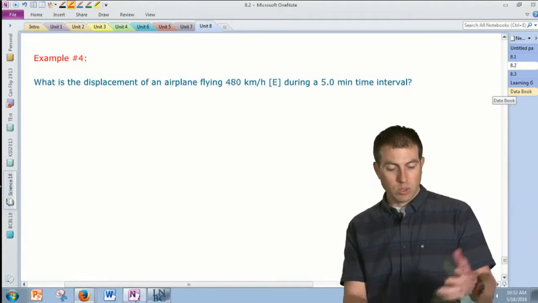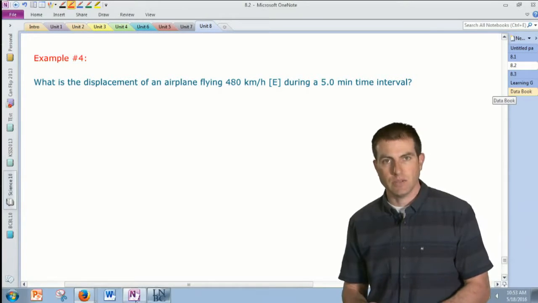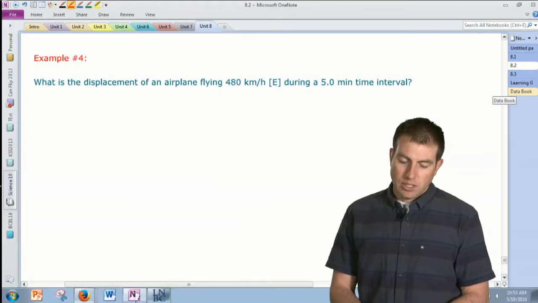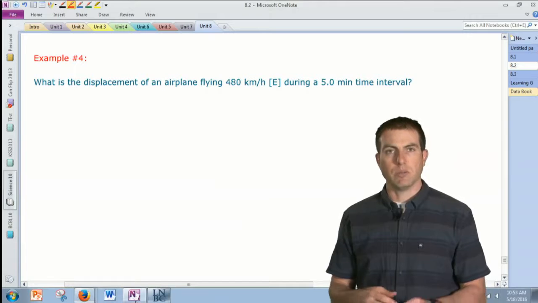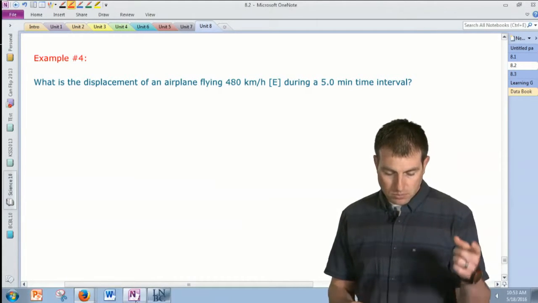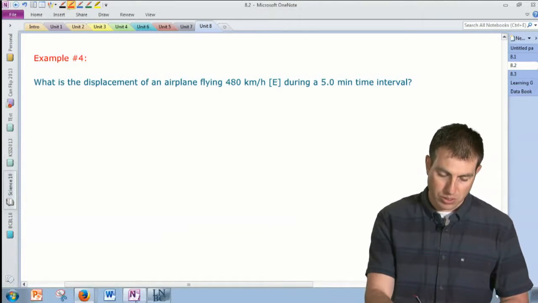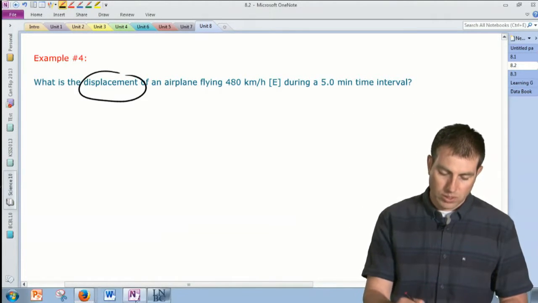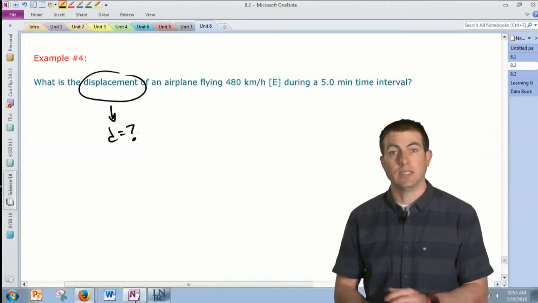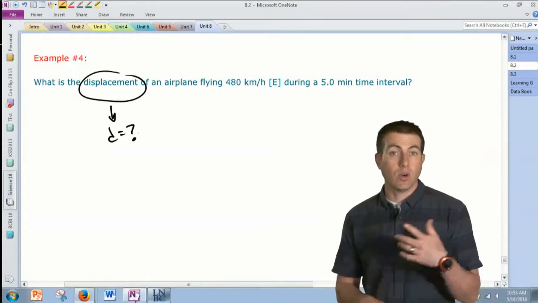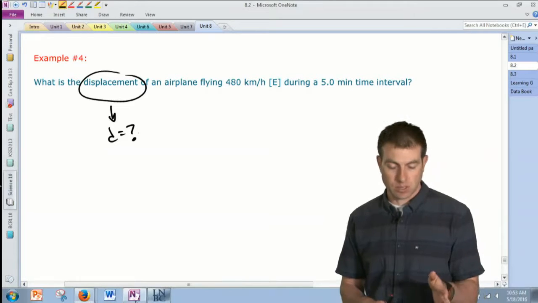What's the displacement of an airplane flying 480 kilometers per hour east in a 5-minute time interval? All right, there's not two tricky parts in this question, but there's one trick to the question. And there's another thing that's perhaps a bit different than the questions we did in class. So the question's asking, what is the displacement? So you're trying to find the displacement, or D. That's what you're looking to find. So I need to focus on finding an equation that starts with D. That's the first thing.